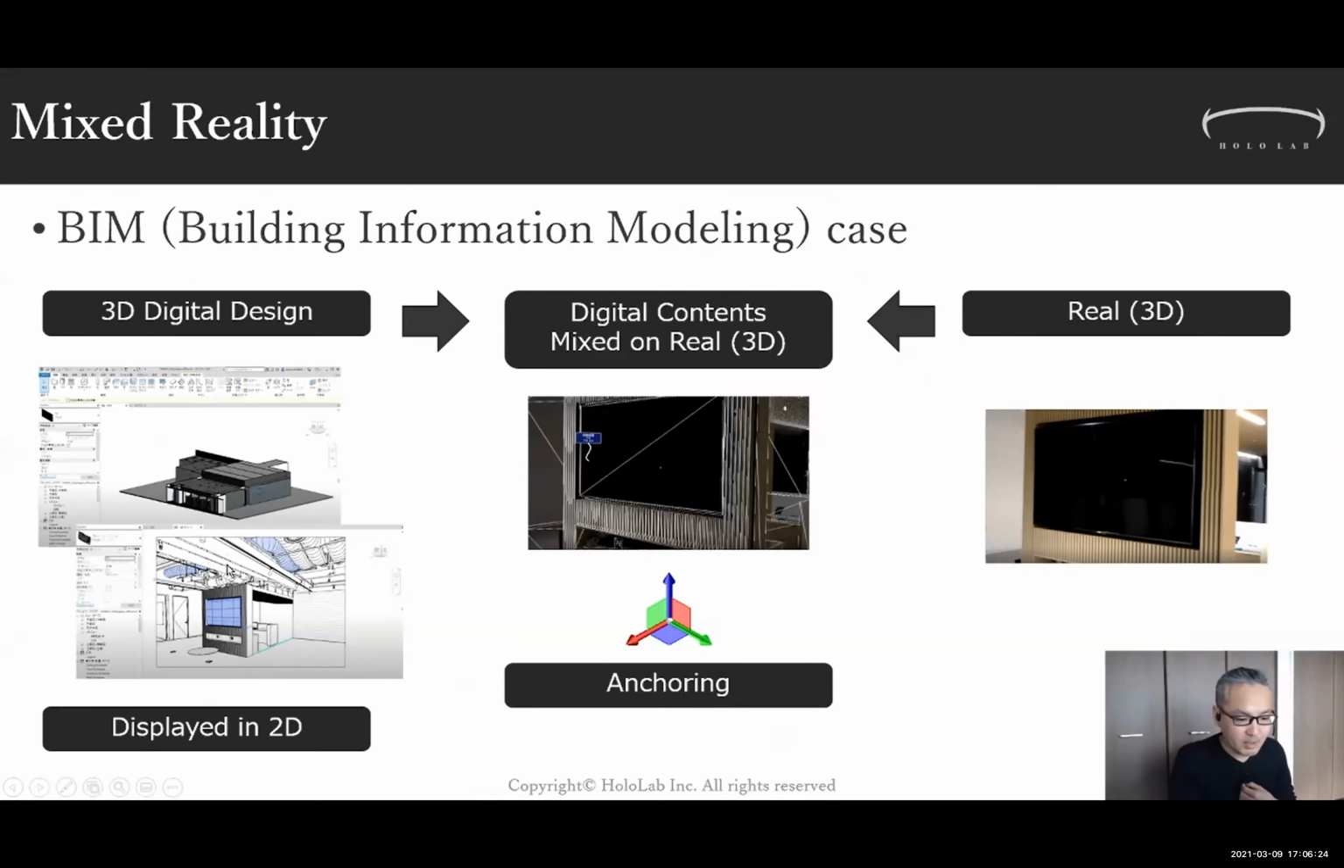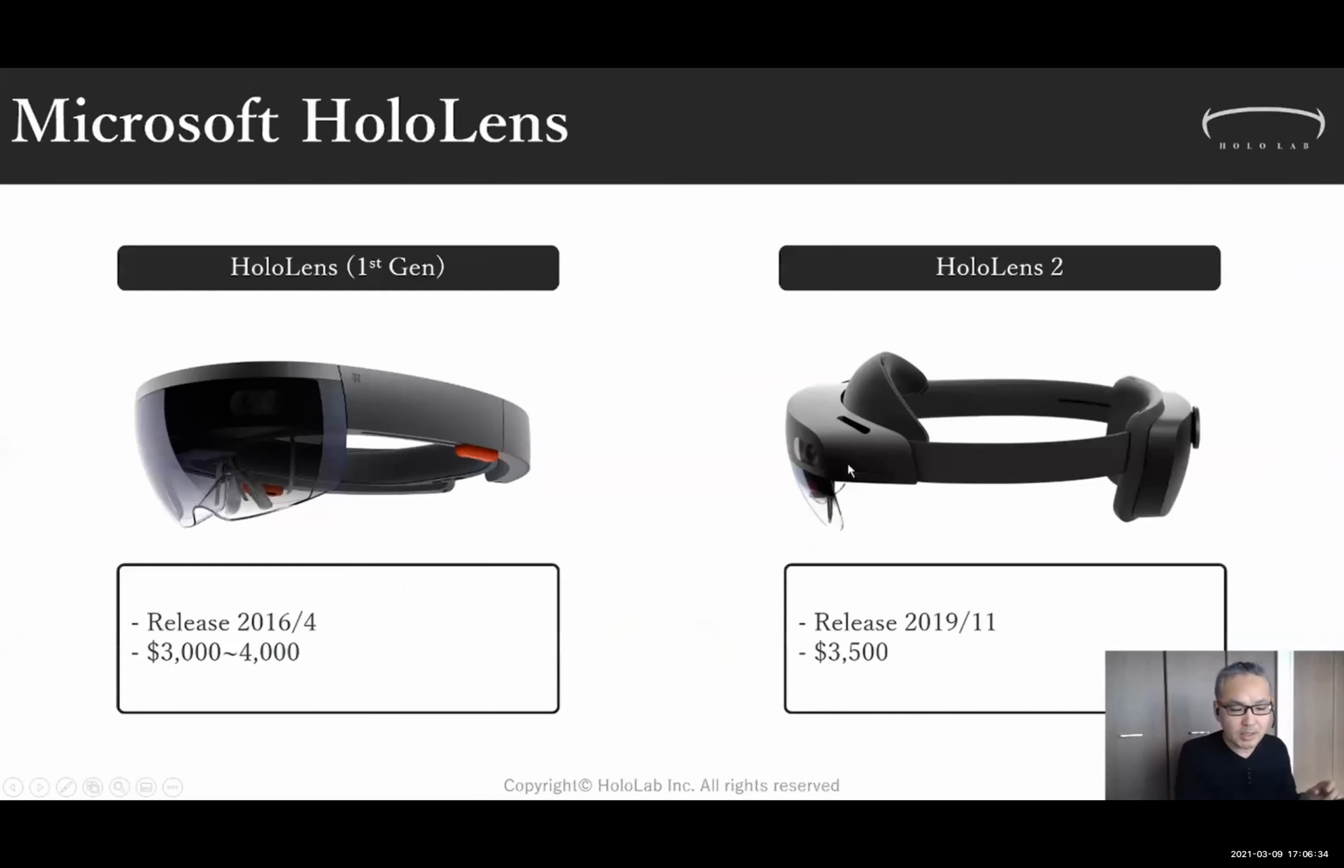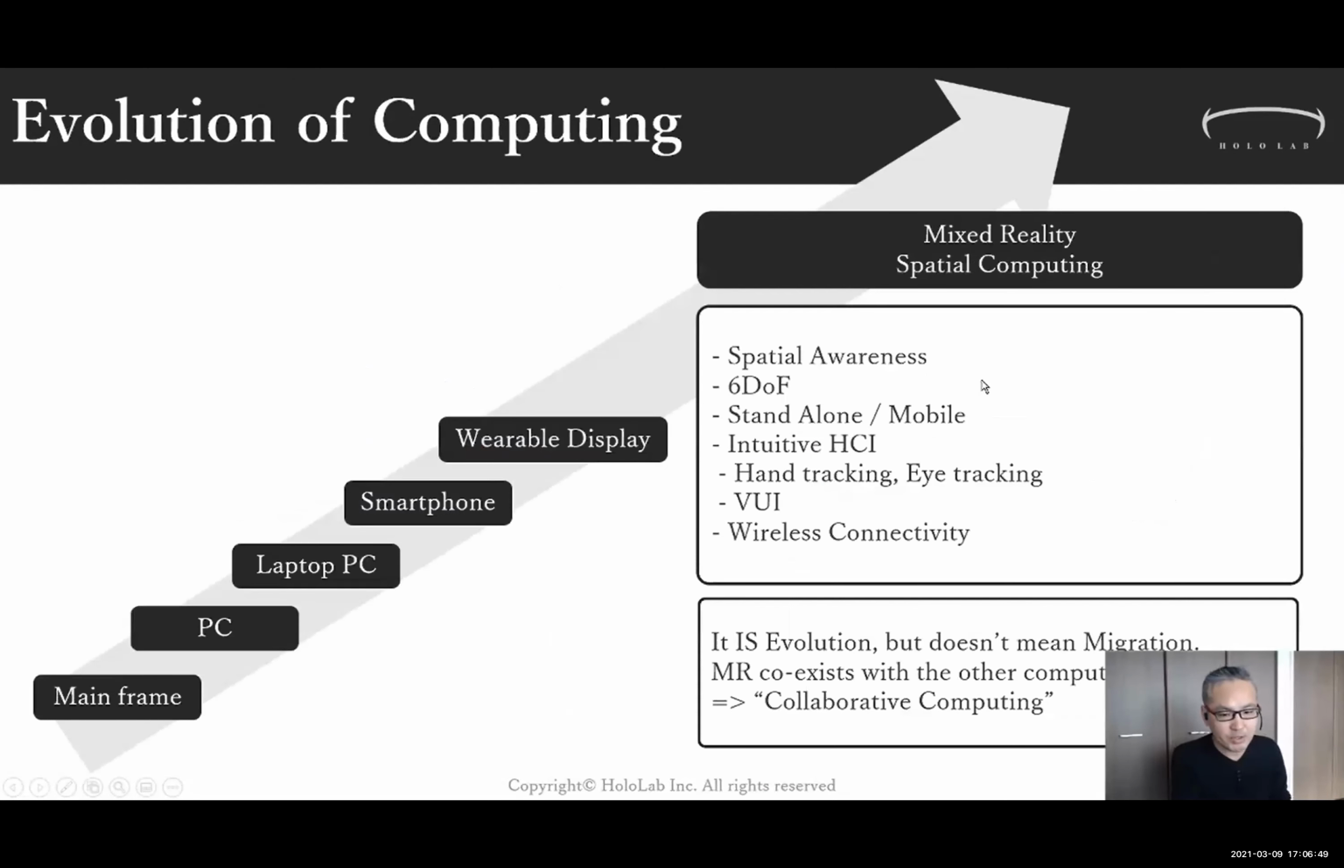Mixed reality, BIM, building information modeling case. We have the 3D design of the environment, and we can put that into the real environment, anchoring this 3D digital data into the real. This kind of thing is possible using mixed reality technology. Microsoft HoloLens enabled mixed reality. From 2017 we have the first generation HoloLens, and now we have HoloLens 2 as the second generation.